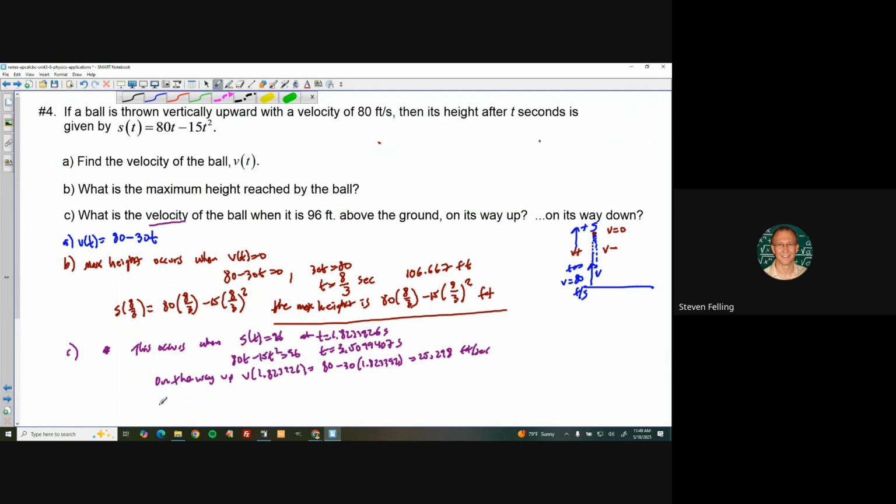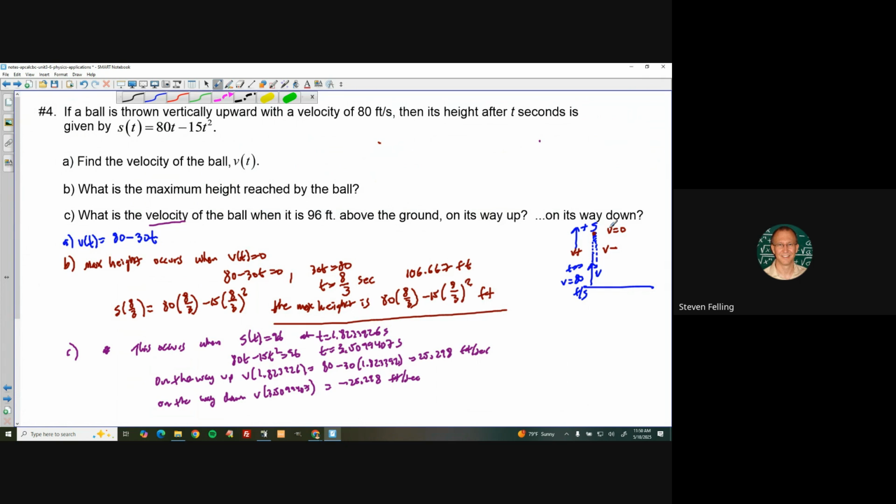And then on the way down, that happens at the other time, so the velocity at 3.5099407 seconds turns out to be negative 25.298 feet per second. And that makes sense because it's moving in the positive direction on the way up and the exact same speed on the way down. That will happen as long as the system is not losing energy, so this is neglecting things like air resistance.